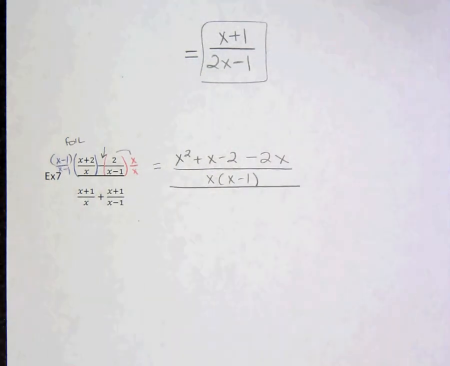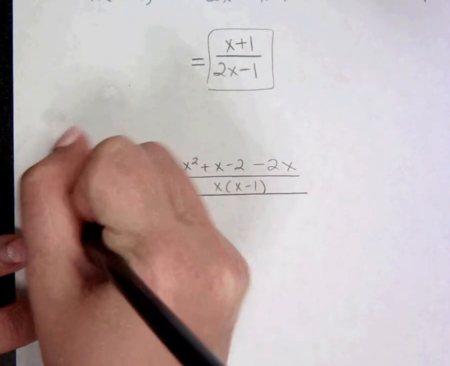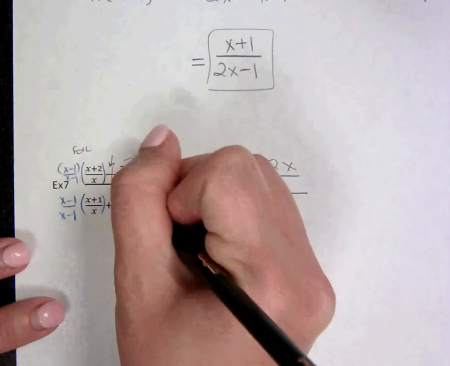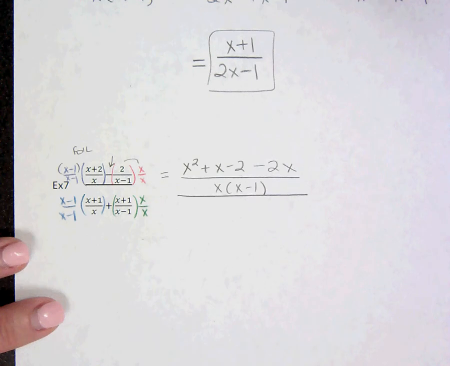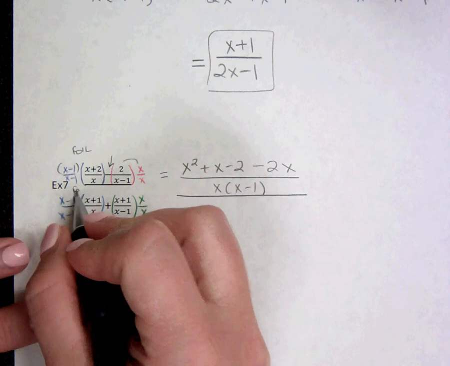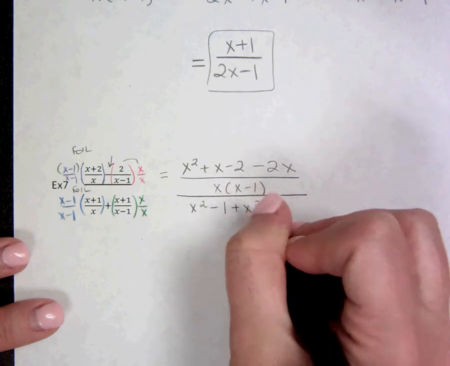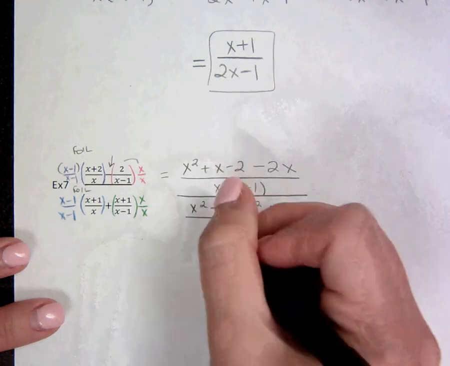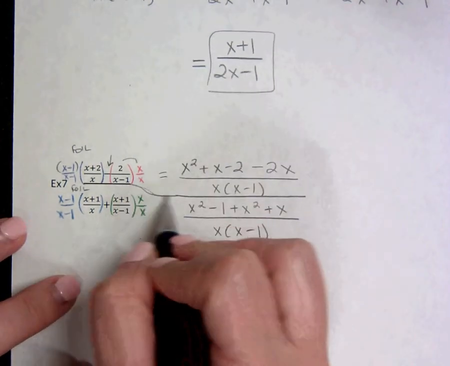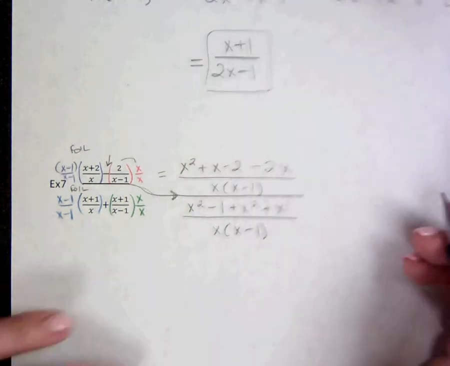For the bottom, we're going to have to do the similar procedure. I'm going to have to multiply this by x minus 1. And I need to multiply this by x, which is going to give me, I'm going to have to FOIL these. That's going to give me x squared minus 1 plus x squared plus x over x times x minus 1. So kind of keep your main division bar as lined up as you can. I know it's tough, but try to keep that main division bar really separating the two.